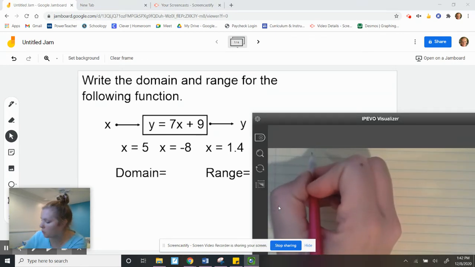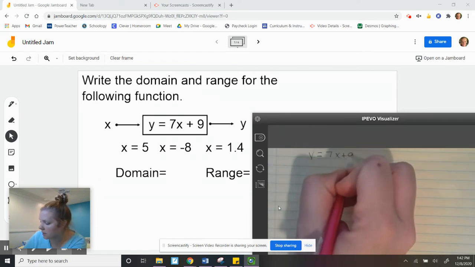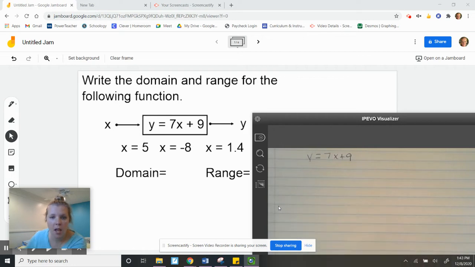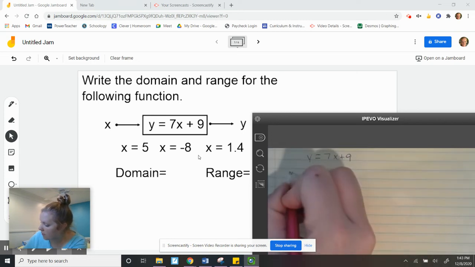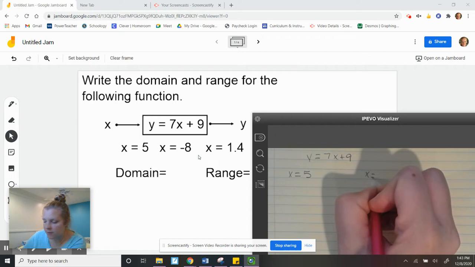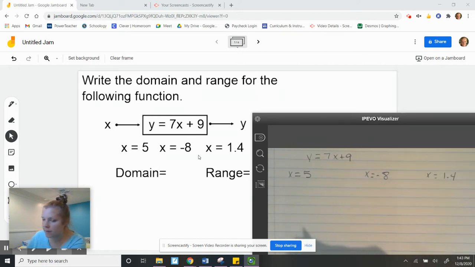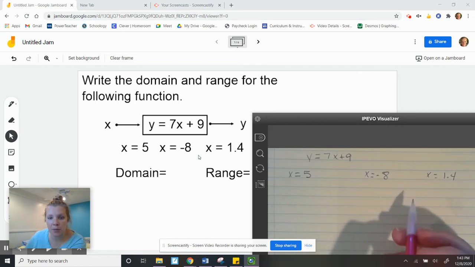Here's our example. The function says y is equal to 7x plus 9. And then I have three different values for x, so I'm going to have to do this problem 3 times. The first, when x is equal to 5, and then I'm going to plug in a -8, and then I'm going to plug in a 1.4. And those are my inputs.